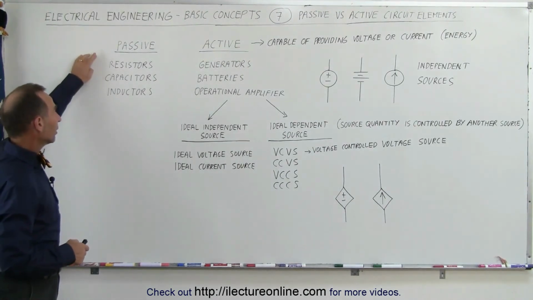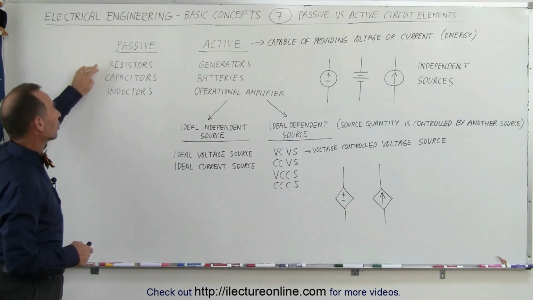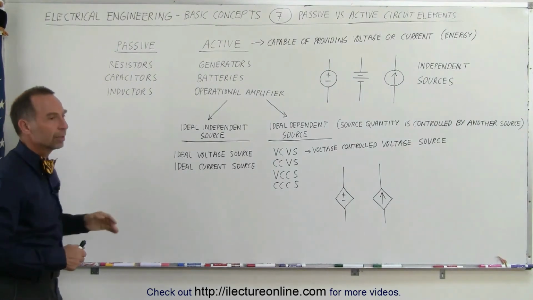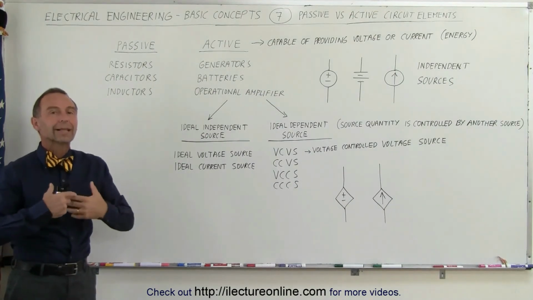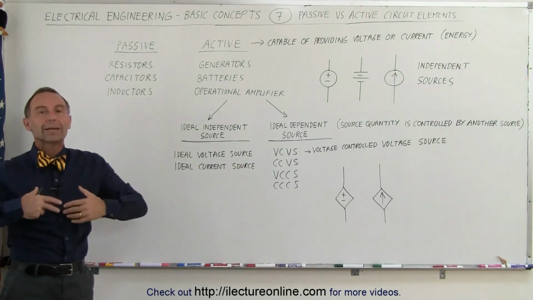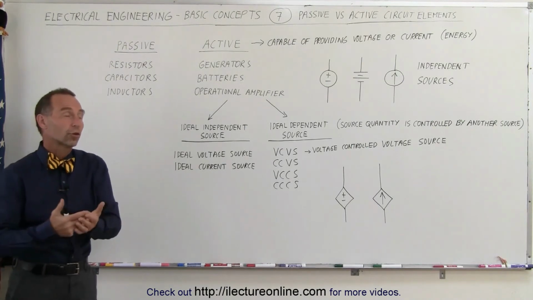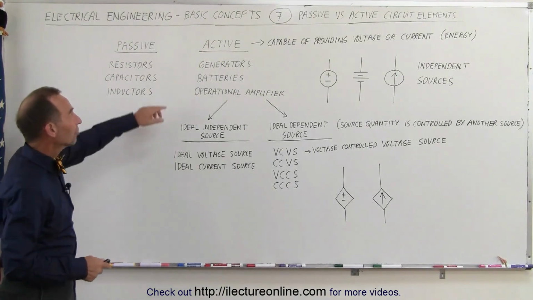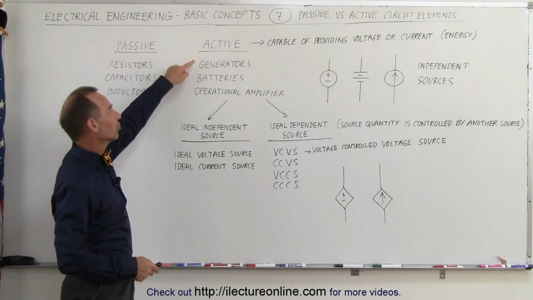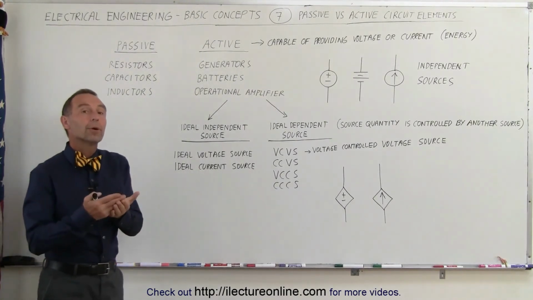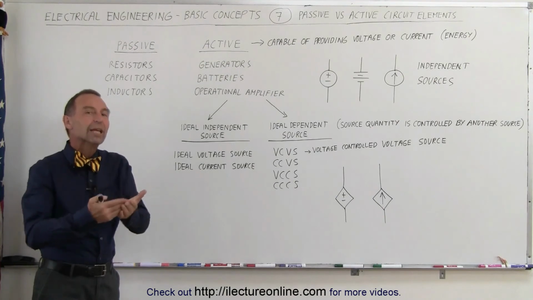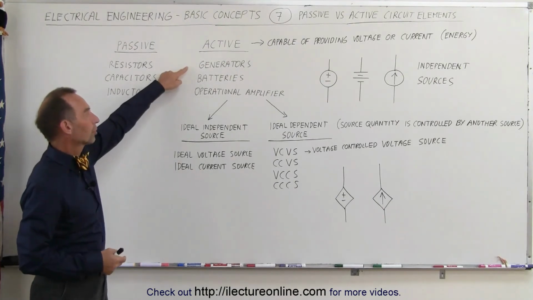The passive circuit elements are things such as resistors, capacitors, inductors. They do not produce any current, they do not produce any voltage, they are not capable of producing any energy or inputting energy into the system or into the circuit. In opposition to that, we have active elements such as generators, batteries, and operational amplifiers. They are capable of putting energy into the system or into the circuit.